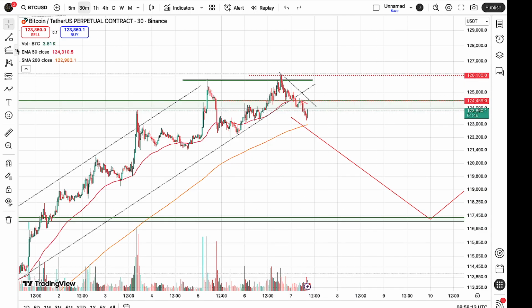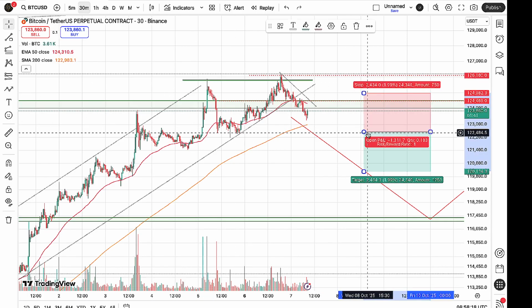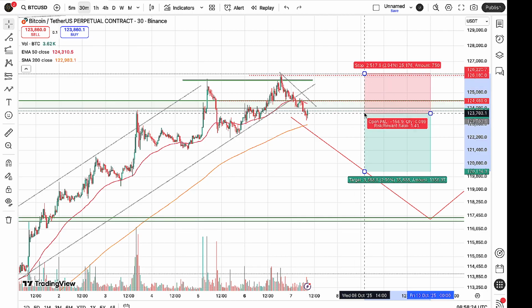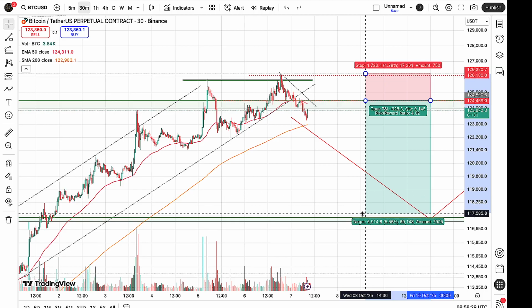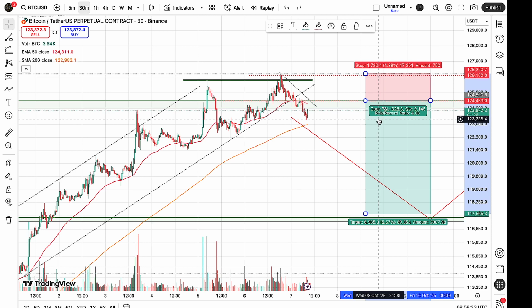Now, if we look at the risk reward, my risk is limited. My stop loss is at all-time highs or thereabouts. We entered about there. I'm expecting this to go down to about 115. Again, that's a risk reward of about 4, which is very good.